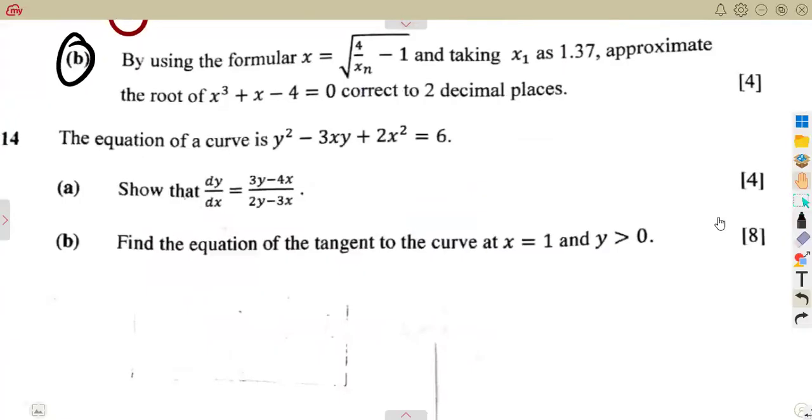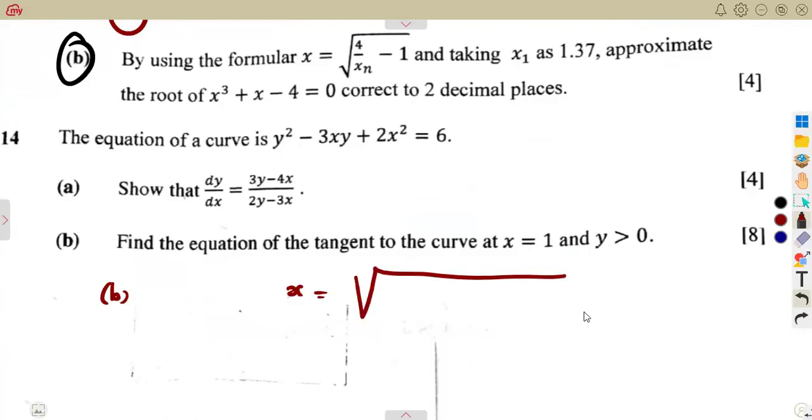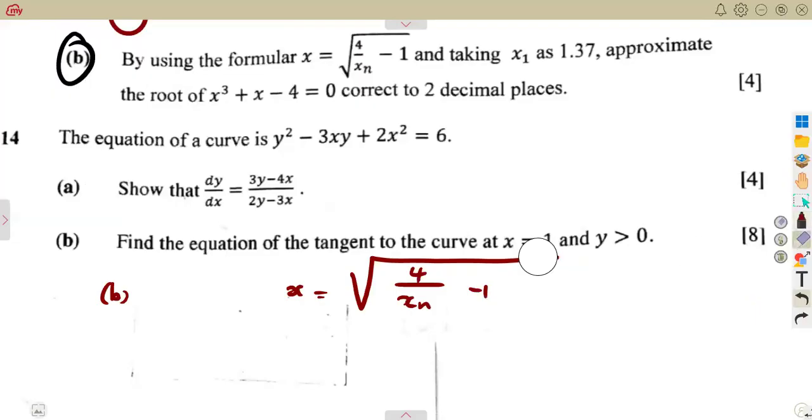Do not think of your own formula. Use the one that you are given there. They are saying by using this formula, x_{n+1} is equal to the square root of 4 over (x_n minus 1). Using this formula and taking x1 to be 1,37 as an approximation, the first solution to be 1,37. Approximate the root of this, correct to 2 decimal places.